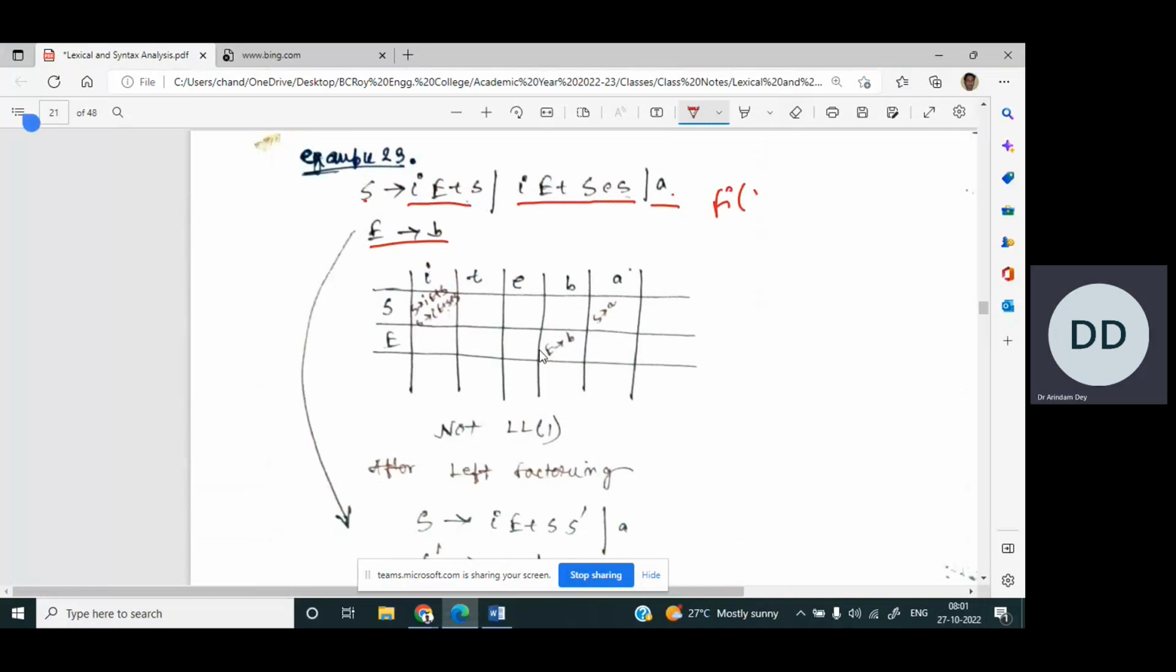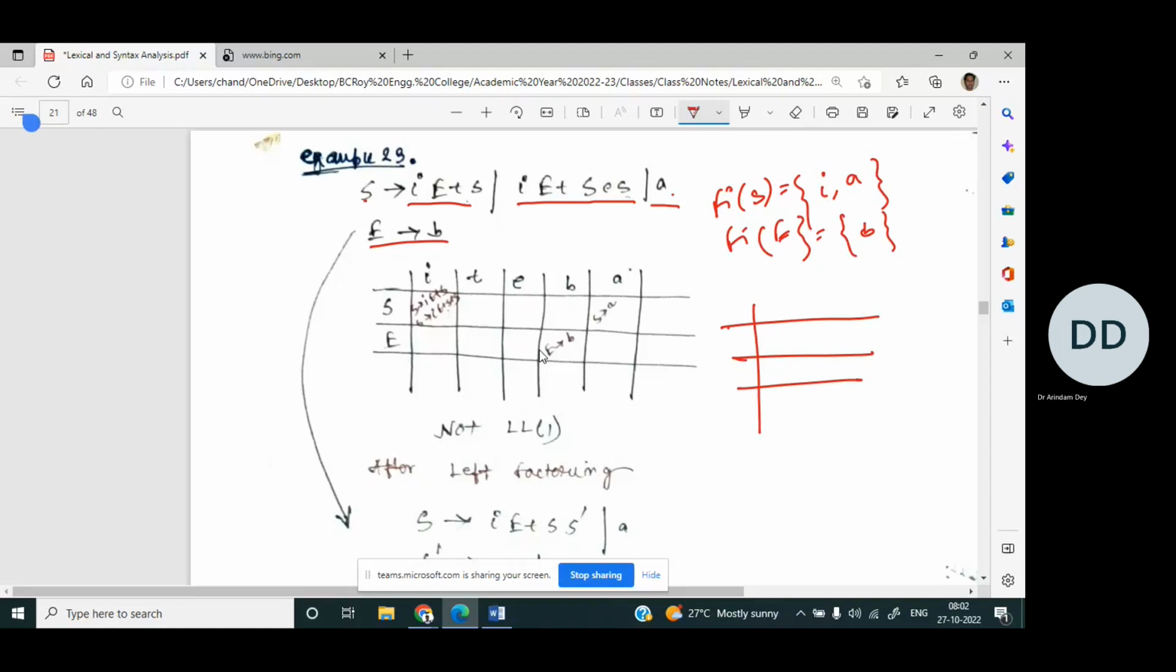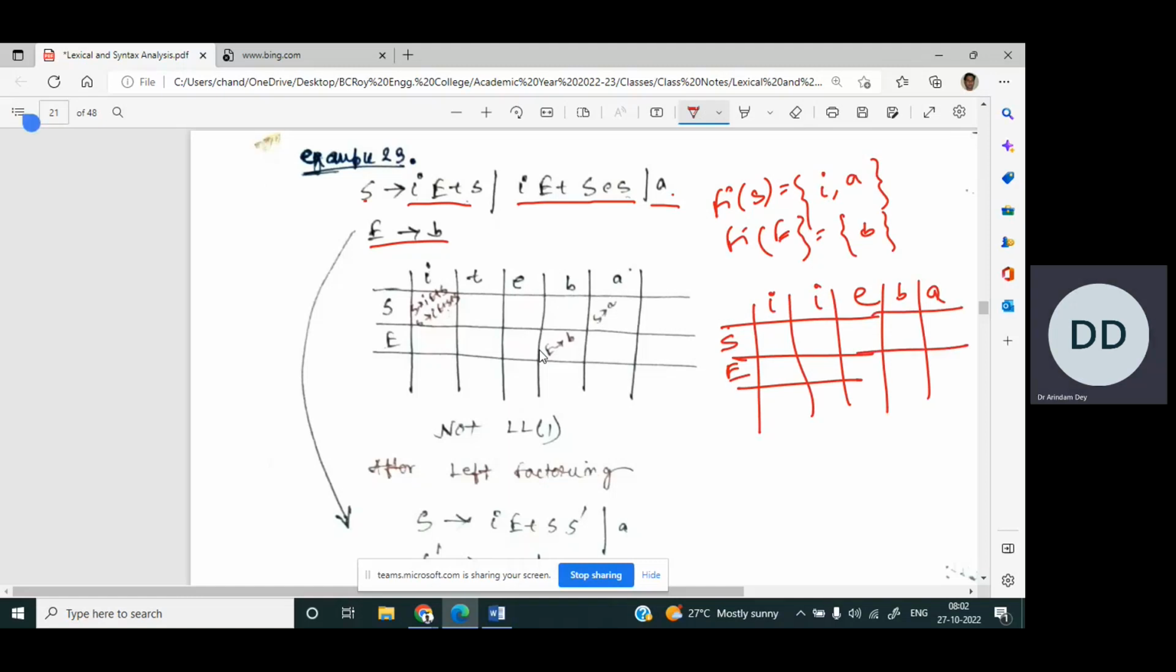Now what is the first of S? First of S is small i and small a. What is the first of E? It is b. Now, if I try to prepare the predictive parsing table, I am writing here S and E, and I'm writing all the terminals over here: i, t, e, b, and a. Right? This is the table, the same table I have shown.